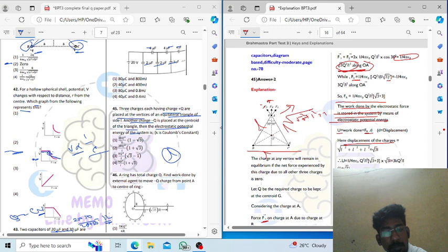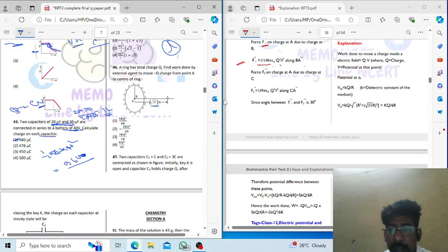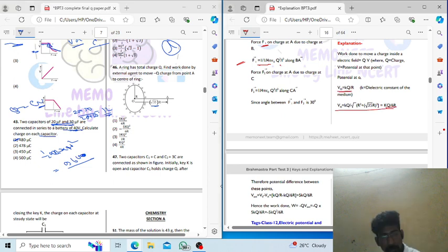Root 3 5R is given. Calculate, the formula is there. If we calculate this, V will become R square plus root 35 plus R square, the total distance. So it will become KQ by 6R. So V naught at the center is KQ by R because the radius is R, or the distance is R. And for point A it is equal to KQ by 6R.